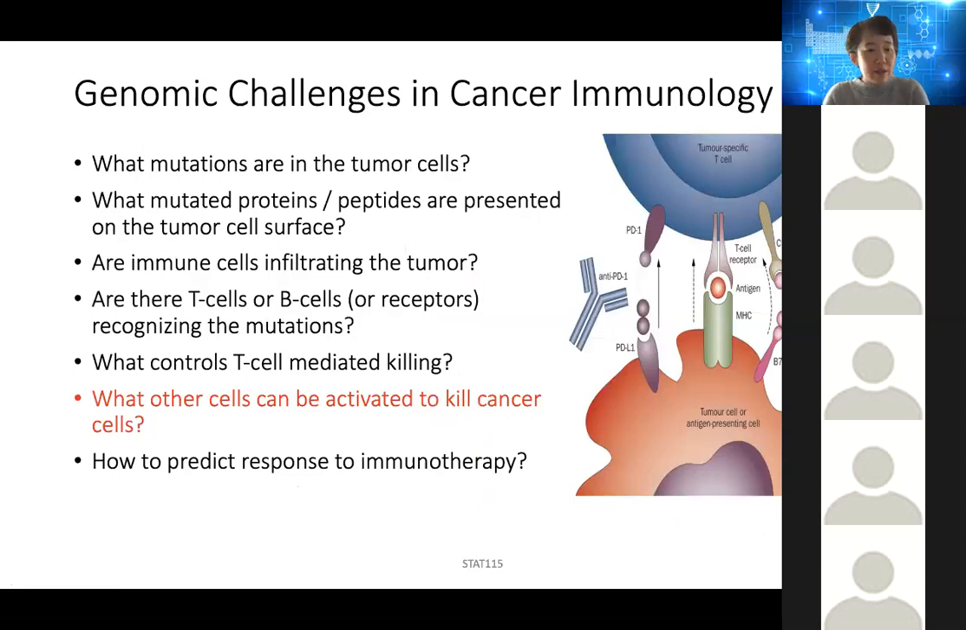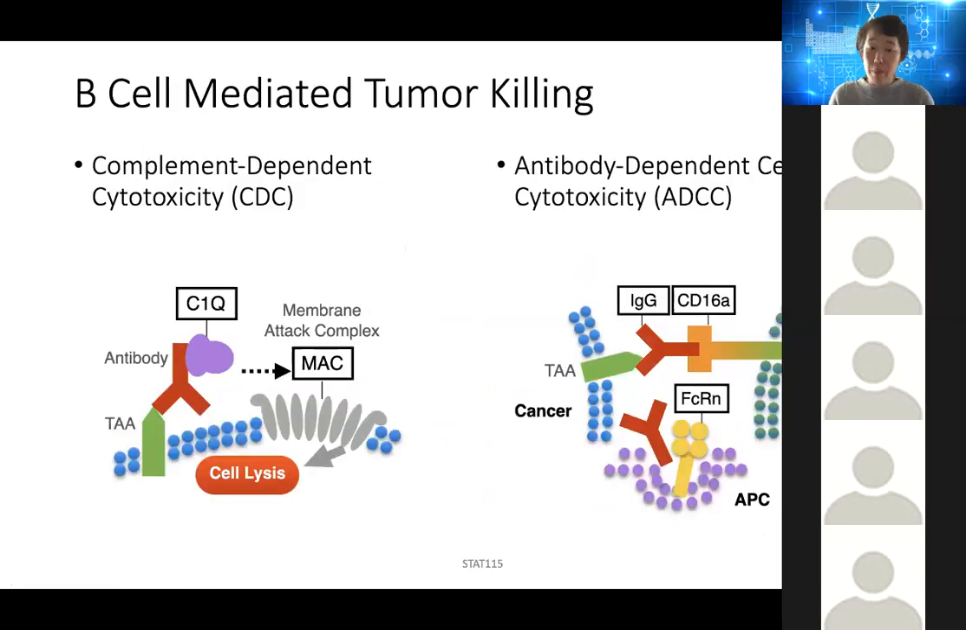Another question is what other cells can be activated to kill cancer cells? So we mentioned T cells, they are the main workforce for current immunotherapy. B cells also have an effect on killing the cancer cells. There are two different mechanisms by which B cells can work in this case, and both are dependent on antibody.